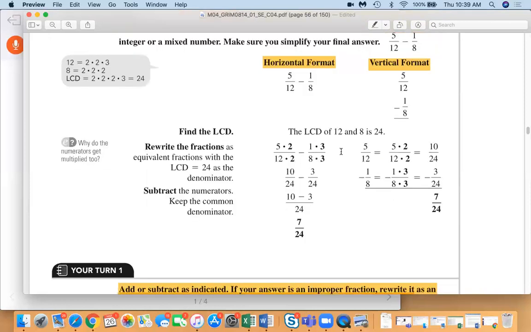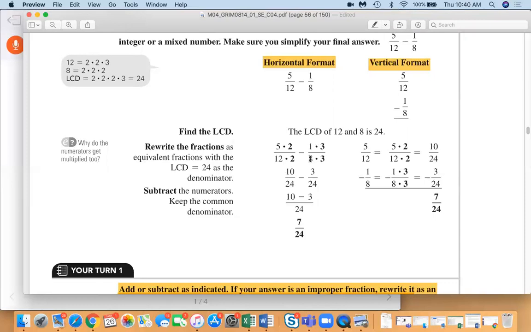So for horizontal, the LCD of 12 and 8 is 24. Again, when I go through the examples, I will show you how to find those as a review, but for now we're just going to take what they say as true. So if we know that it's 24, in order to make 12 into 24, we have to multiply by 2, which means we multiply the bottom and the top by 2. So now this one becomes 10 over 24. So again, 5 twelfths and 10 over 24 are equivalent fractions.